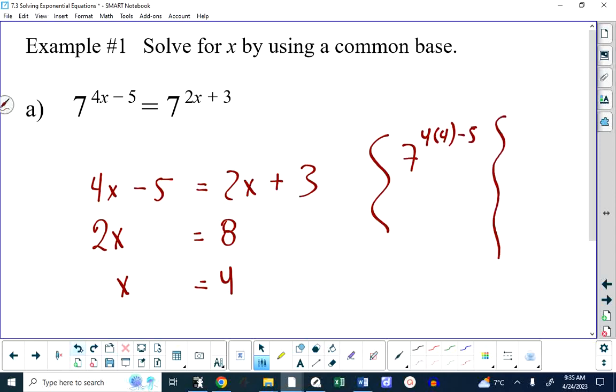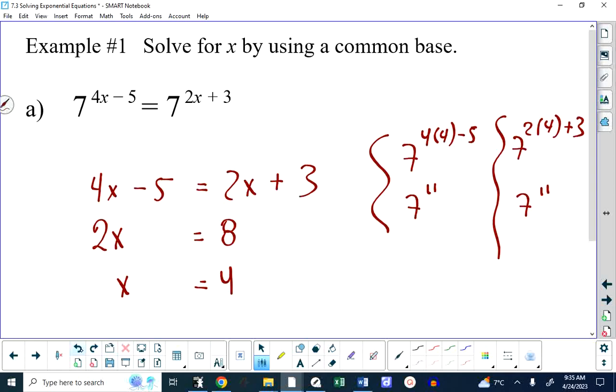If I put 4 in for x on the right, I get 7 to the 2 times 4 plus 3. On this side, I get 7 to the 11. Here, I get 7 to the 11. This maybe illustrates an important point. I don't think we need to figure out what 7 to the 11 is. It's obvious that they're both 7s, they're both 11s, they're both equal.